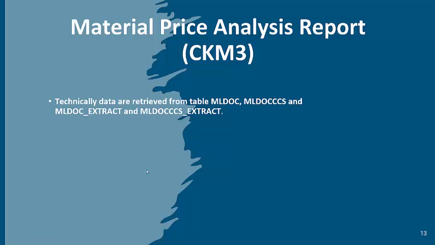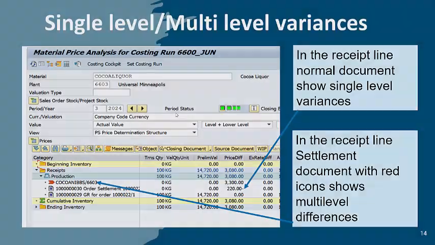Material price analysis report CKM3. Technically, data are retrieved from table MLDoc, MLDoc CCS, and MLDoc extract, and MLDoc CCS extract. So here you will find the CKM3 screen. If you see here, you will find material, plant, period, and fiscal year. And here you can find the actual value, for example, and the price determination structure.